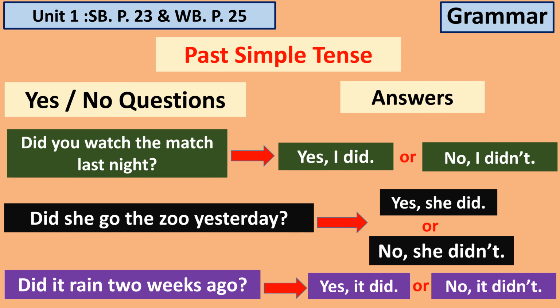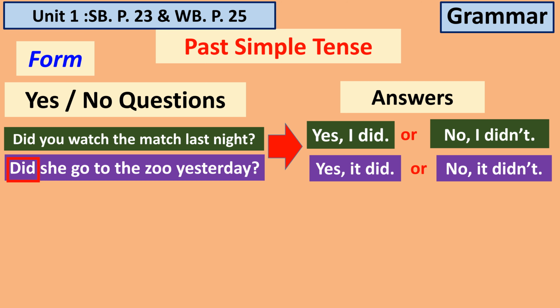Okay, to form a question in the present simple, I use what? Do. And to form a question in the past, notice the difference. Did you watch the match last night? Yes, I did, or no, I didn't. Did she go to the zoo yesterday? Yes, she did, or no, she didn't. Now, to answer in past, I use did. Okay, to ask in present, I use do.